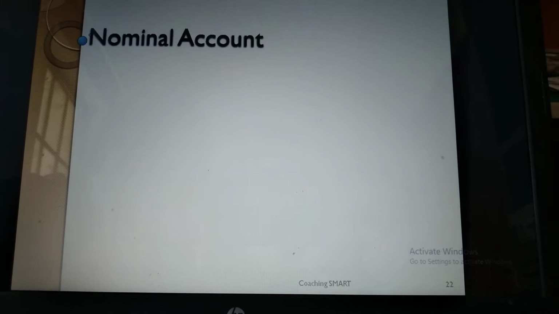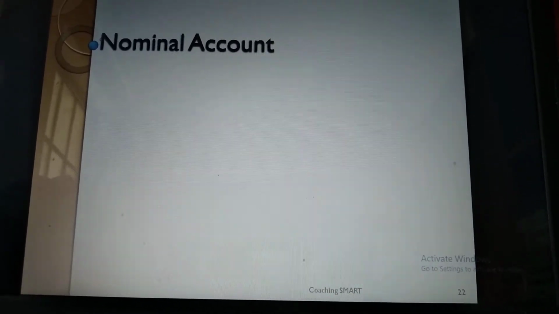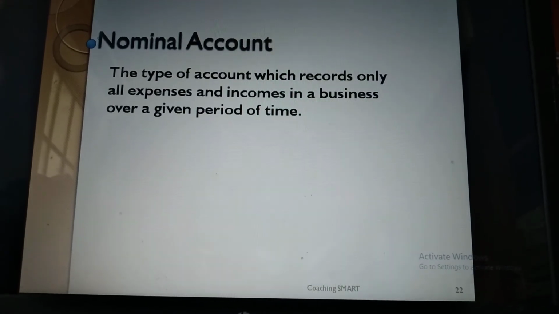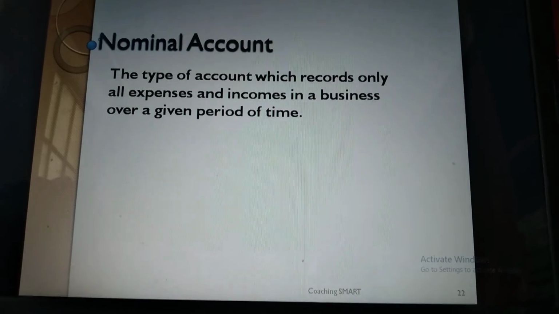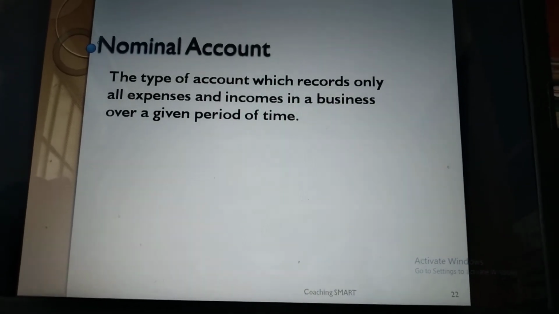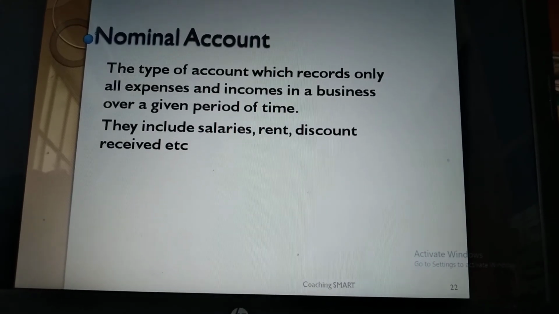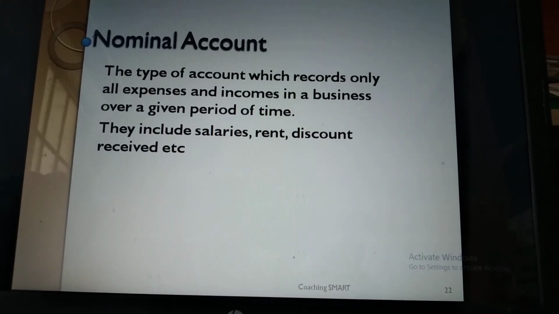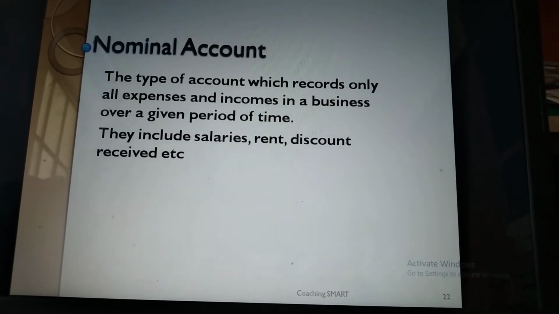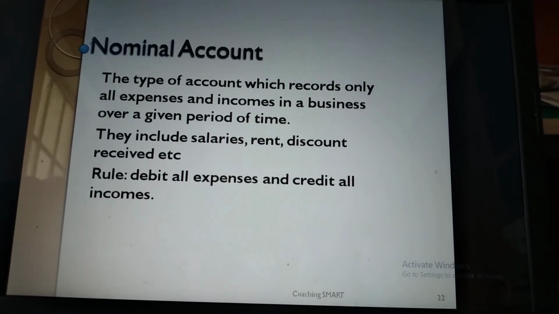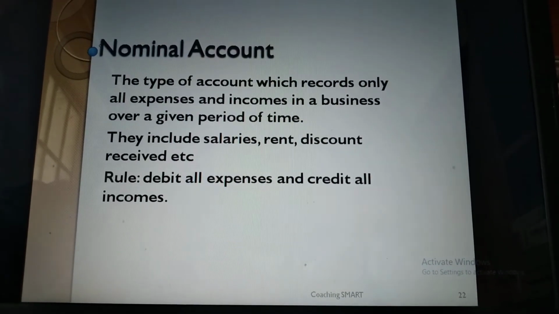We come to nominal account, the second type of impersonal account. Nominal account is the type of account which records only all expenses and income of a business over a given period of time. They include salaries, rent, discount, receipt, and any other expenses and income. The rule governing this account: you debit all expenses, you credit all income.